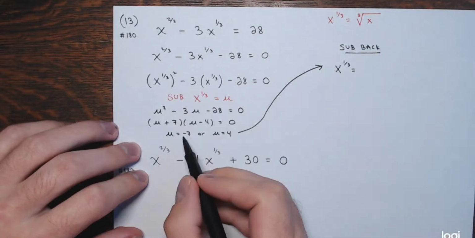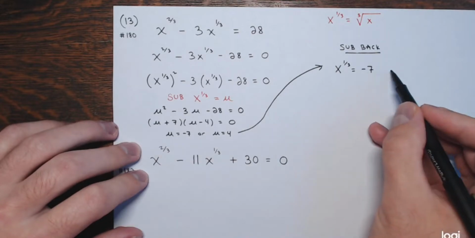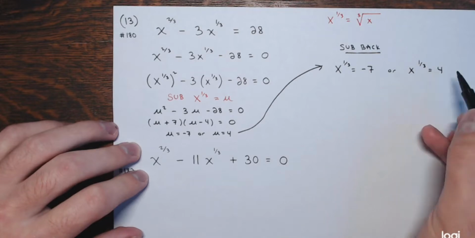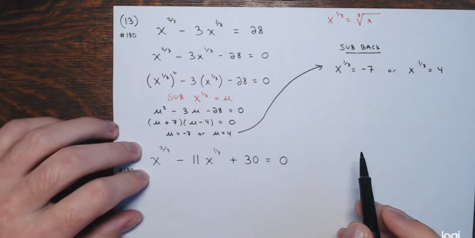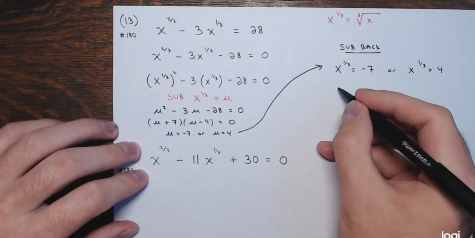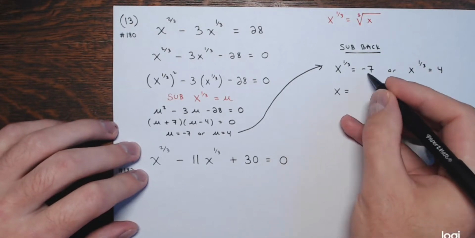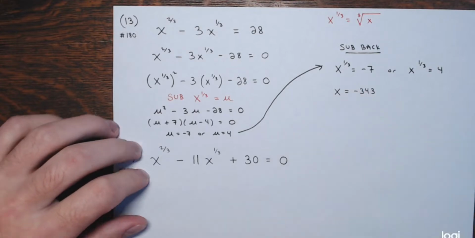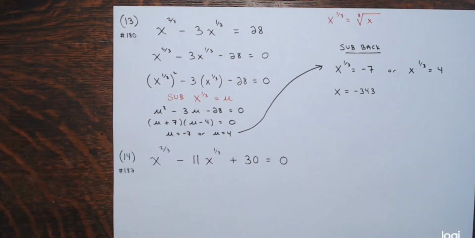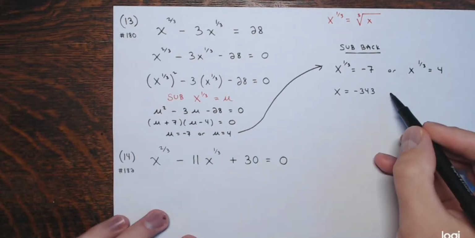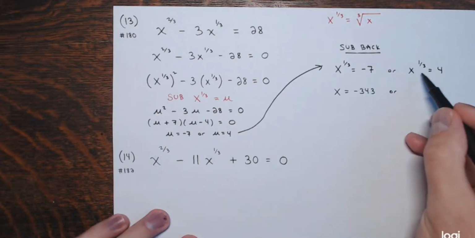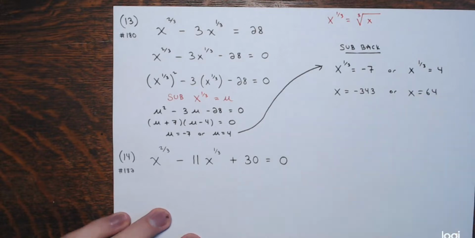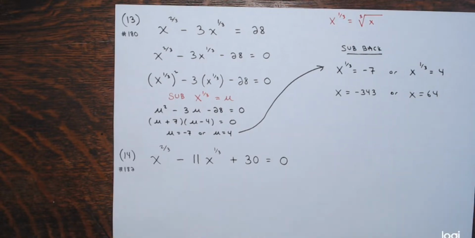So if x to the 1/3 equals -7, or x to the 1/3 equals 4, then you would cube both sides, raise both sides to the third power. X equals, now -7 to the third power would be -343. 7 times 49, 280 plus 63, yeah. And 4 to the third power is 64. Alright, and then don't forget to check these.